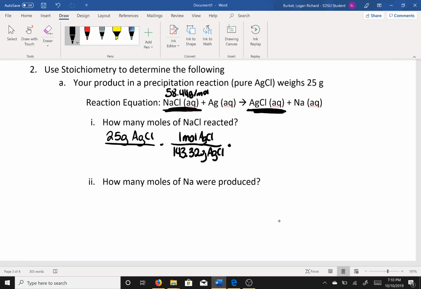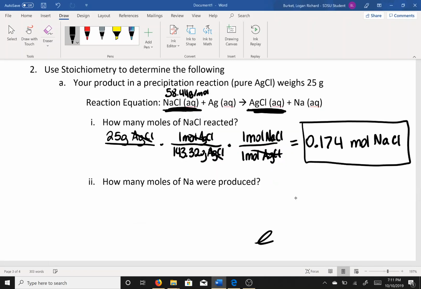So that tells us how many moles of AgCl we have. Now using the equation, we know that 1 mole of AgCl is produced from 1 mole of NaCl. So then that will give us our answer in moles of NaCl. So we can cancel out the grams of AgCl and the moles of AgCl, just to leave us with moles of NaCl.